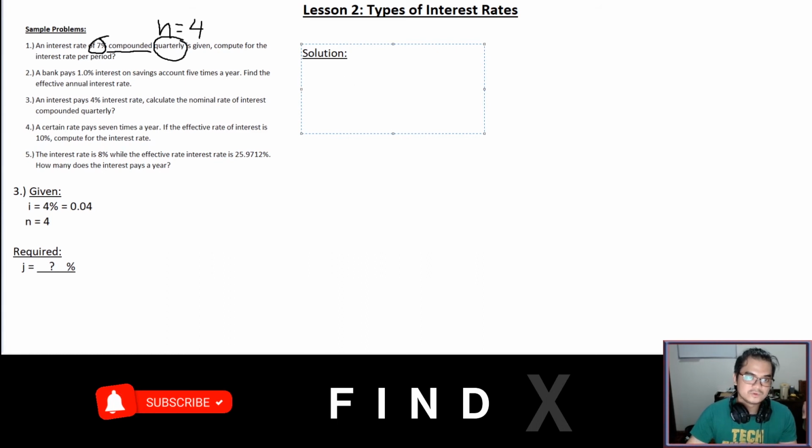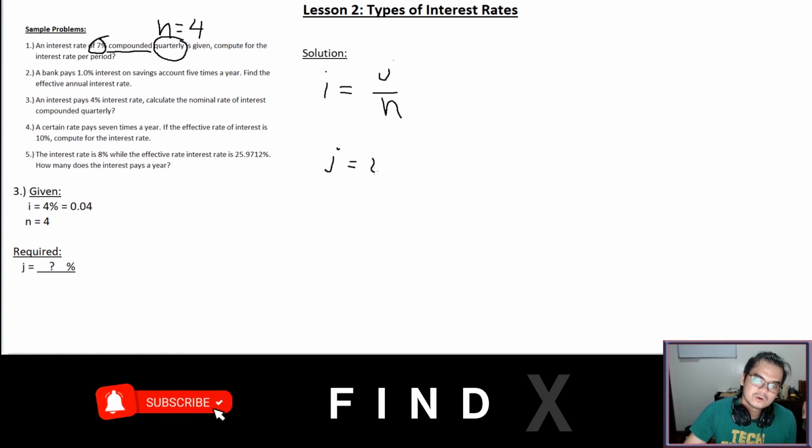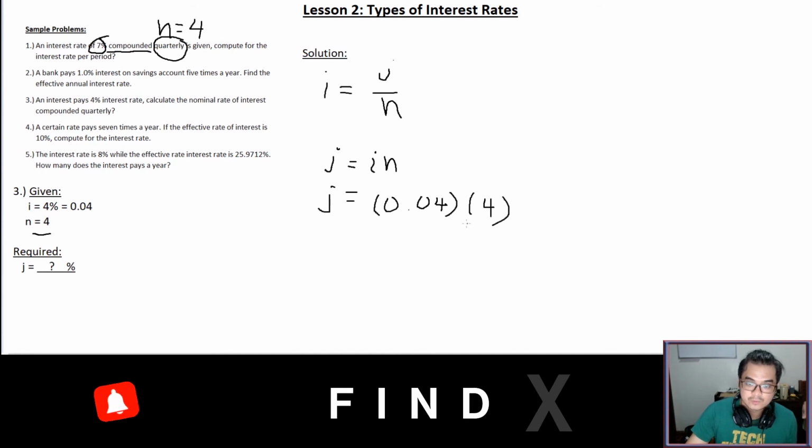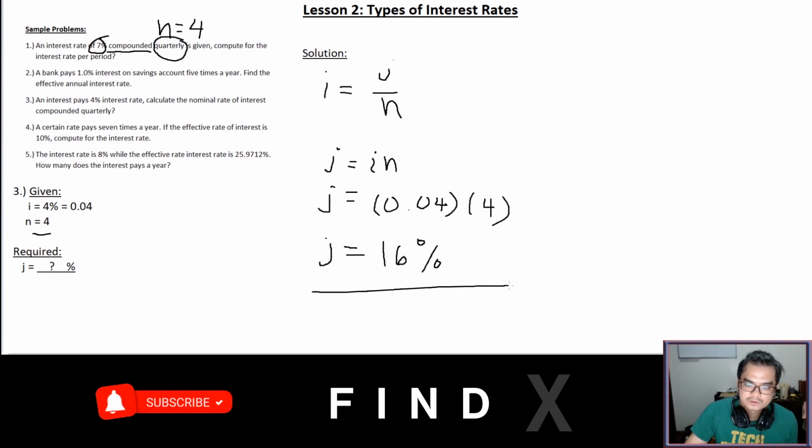For the solution, all you have to do is just use the formula again. That is I must be equal to J over N. But now we are looking for J. Therefore, isolating J, I and N will be cross multiplied. Therefore, J is just equal to I times N. Substituting the values, I is equal to 0.04 times N is equal to 4, so times 4. And don't forget to multiply this answer by 100. So you'll get 0.16 times 100, you'll get 16%. Then that's it.